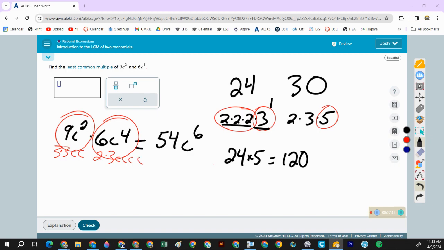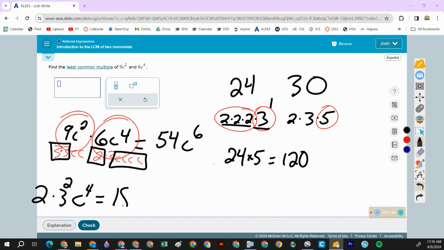I need 2's. A single 2 will do. I need 3's. A double, a pair of 3's. And I need C's. So that's going to be 9 times 2 is 18 C to the 4th.